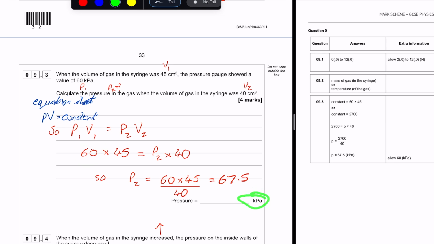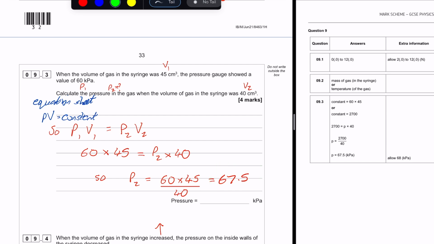I've looked ahead and seen, do you know what? They want to keep it in kilopascals, so I might as well. So I've not converted that to pascals. I've not turned it into 60,000, for example. So I've got 60 multiplied by 45, those numbers I got from the question for P1, V1. And then I equated it, or put it equal to P2, which is my unknown, multiplied by my V2, which is known. And then it's a simple case of doing the maths, and you get 67.5.